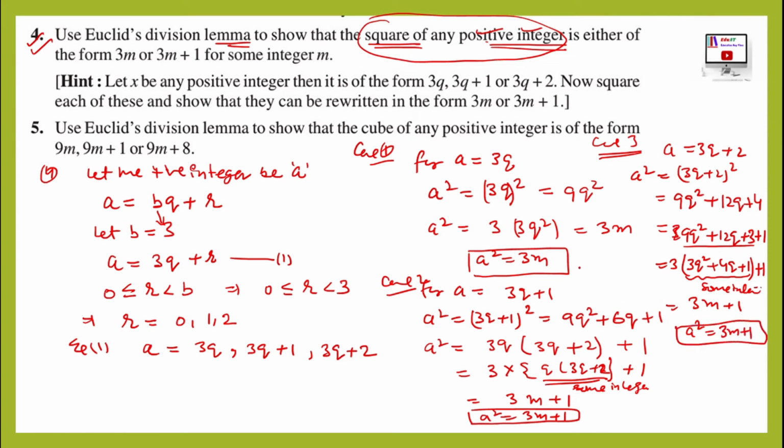So a square in the first case is 3m, and in the second and third case a square is of the form 3m plus 1. So we conclude that the square of any positive integer is either of the form 3m or 3m plus 1 for some integer m. So this was to be proved, hence proved.